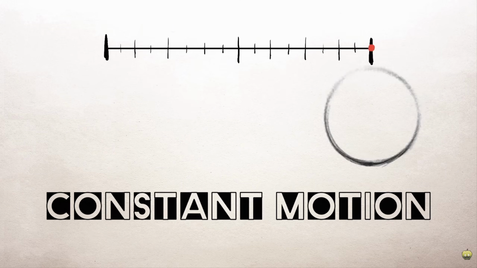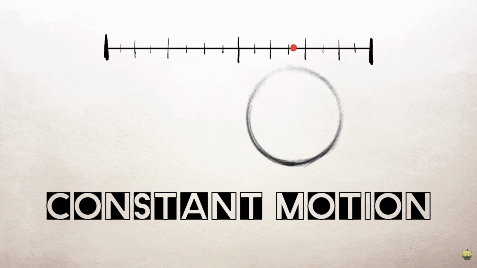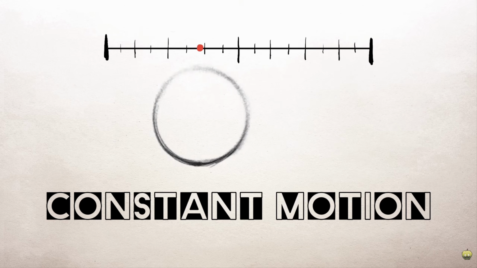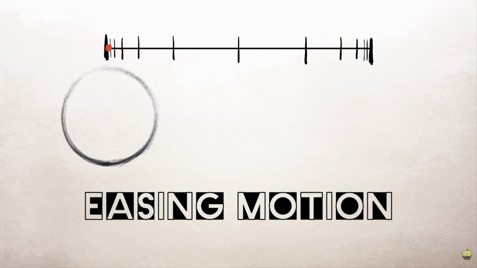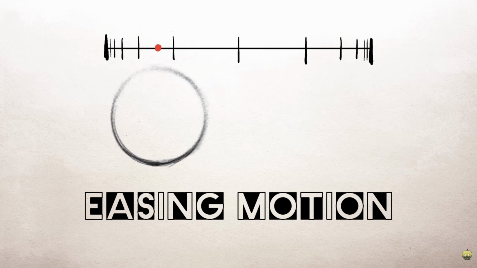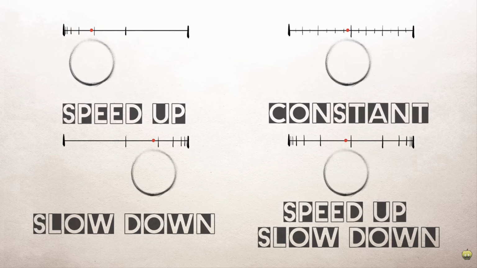Constant motion, or uniform motion, means that an object moves at a consistent rate. When you're animating this, the distance between each frame is the same. Now acceleration, or easing motion, means an object is speeding up, slowing down, or turning. So when you're animating this, that means the distance between each frame is increasing or decreasing. For simplicity though, I like to break down movement into 4 types.